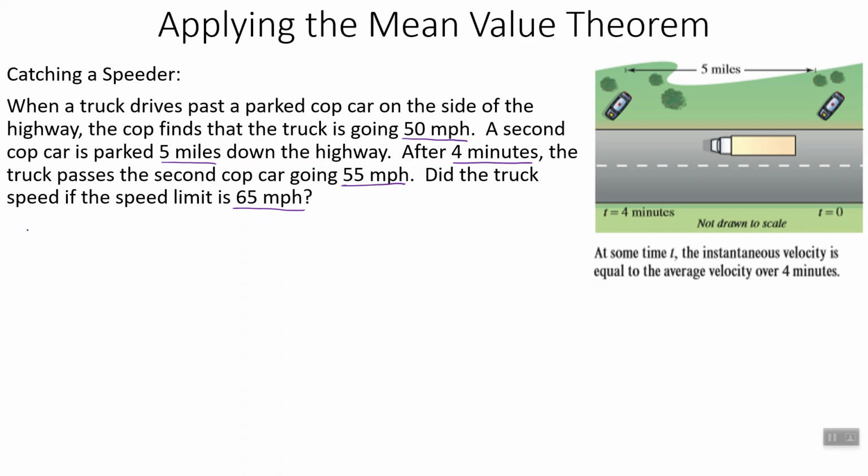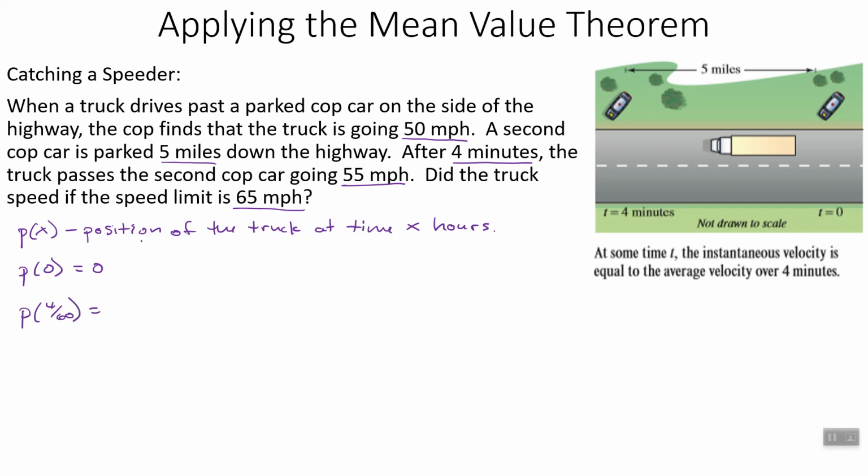So let's say we have some position of his car. Let's just do p of x to be the position of the truck at time x, and we probably want to do that in hours because we're doing miles per hour. At the beginning, we'll say at position 0, he passes the first cop car, and we'll call that 0. And then 4 minutes later, so again, we want that in hours, so that's 4 over 60 hours, he's now passing the second one 5 miles away. So we've got these 2 points now.